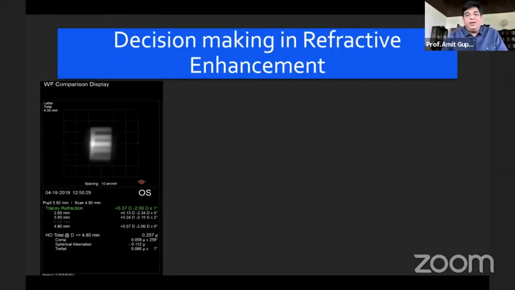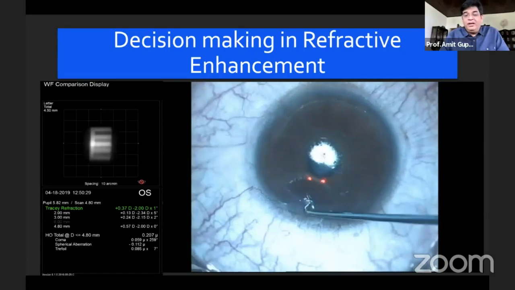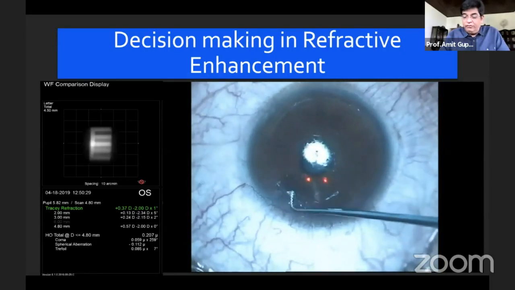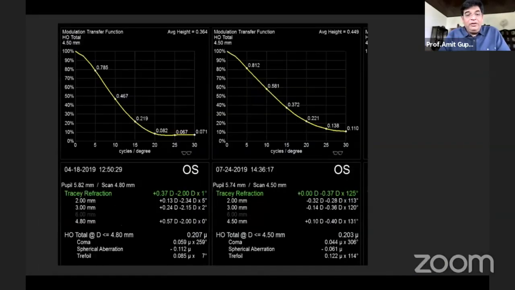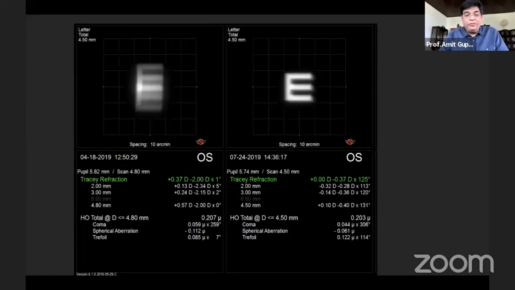It also helps us in making a decision on refractive enhancement. This patient had undergone LASIK surgery and was not happy with his vision, so we took up this patient for an enhancement. We could see post enhancement how the MTF has improved in this patient, along with the Tracey level. A green Tracey means that everything is okay, and we can proceed with treating this patient. So this was the visual simulation chart before treatment and after treatment.